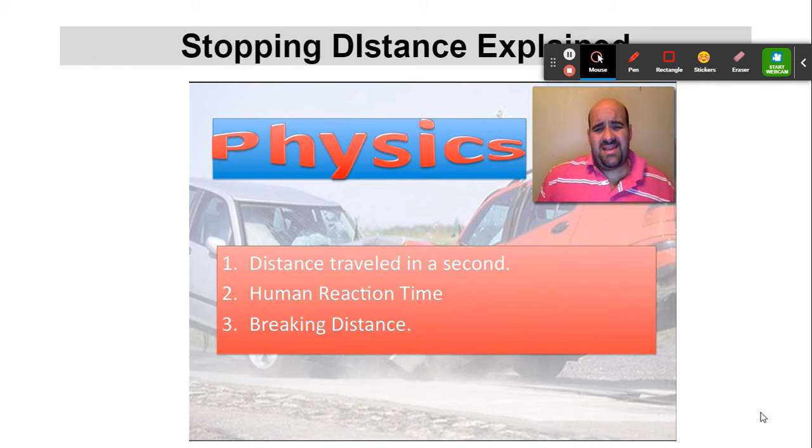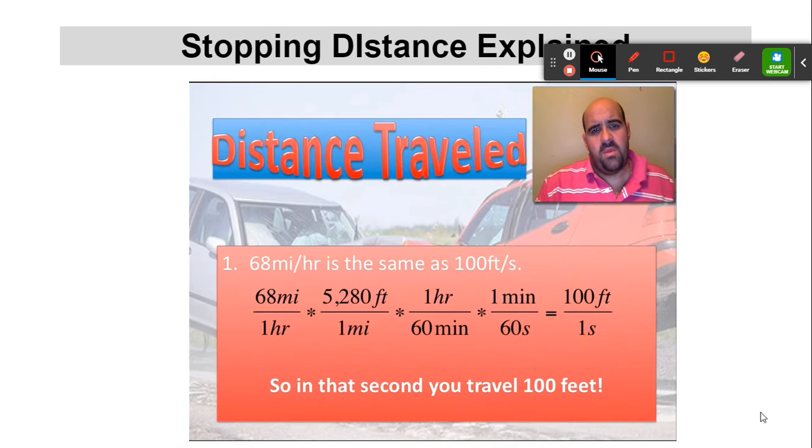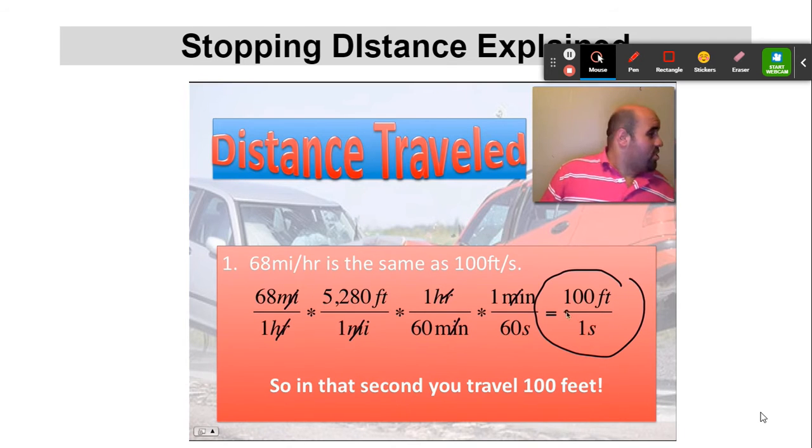And the physics of the situation is we're going to look at the distance you actually travel in that second. We're going to look at the total overall human reaction and action time, and something called braking distance. Okay, so these are the 3 variables here. If you were to take 68 miles an hour and do some conversions or dimensional analysis, miles cancel, hours cancel, minutes cancel, and we're left with feet per second. If you do all the math, 68 miles an hour is 100 feet per second. That's why he's using 68 miles per hour. Your car is actually going to travel 100 feet during that duration.